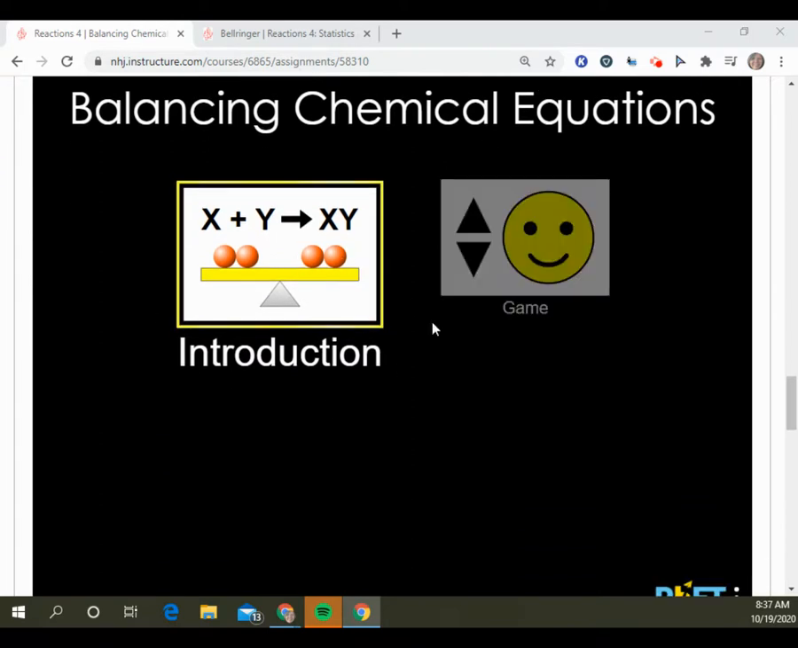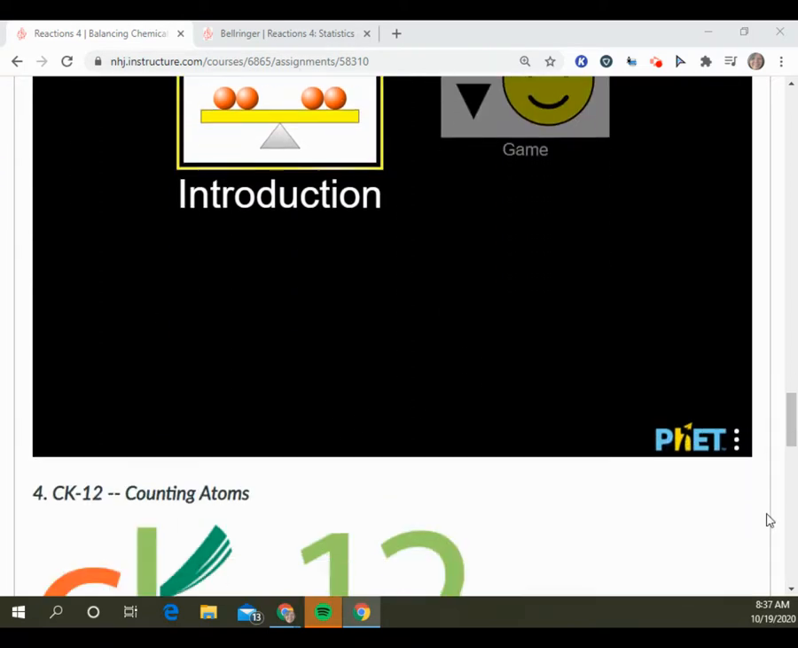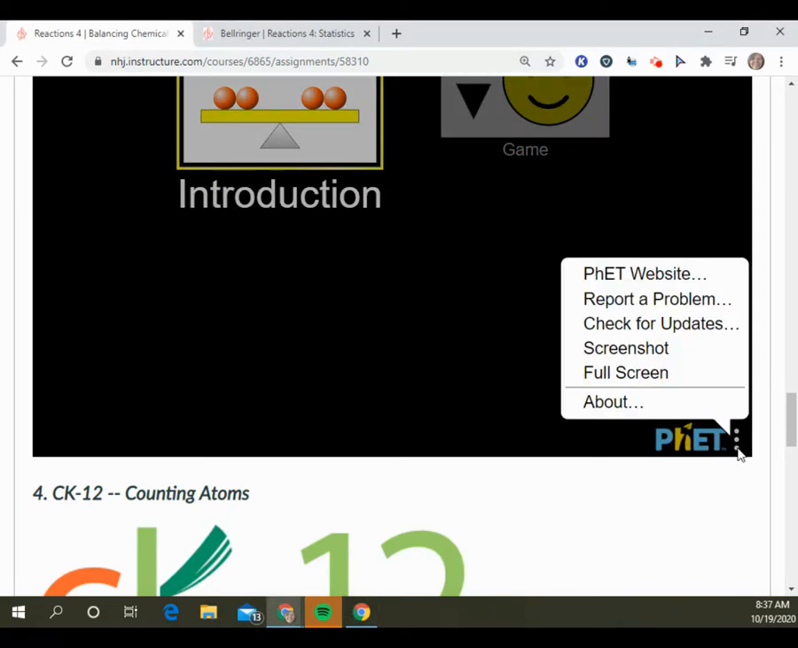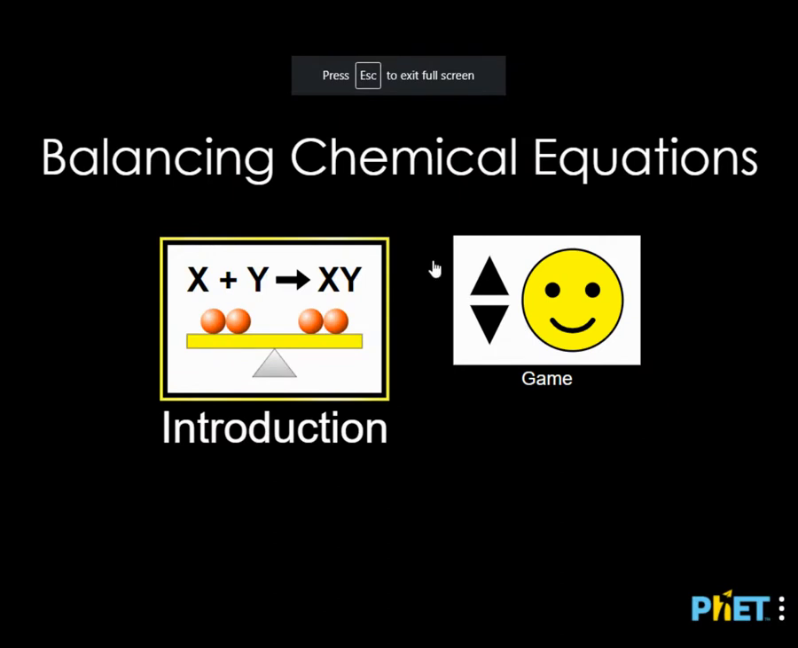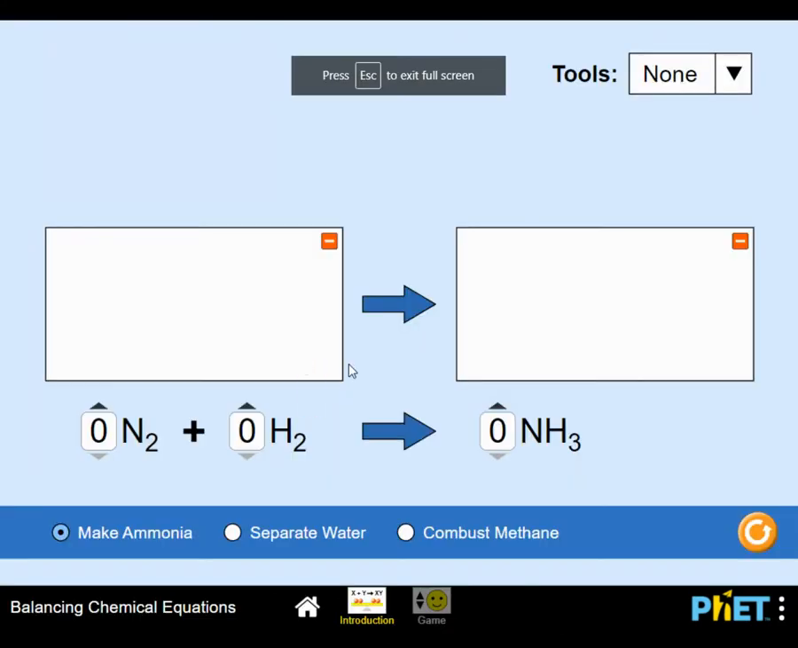Looking at this simulation that's embedded here, I'm going to go down to the 3 dots here, and I'm going to make it full screen so that it's easier for us to see. And then here's the introduction. So let's go through this together. All right, so if this is our chemical reaction, what is on the left side? Are these reactants or are these products?